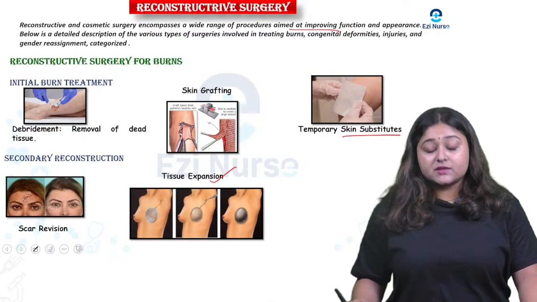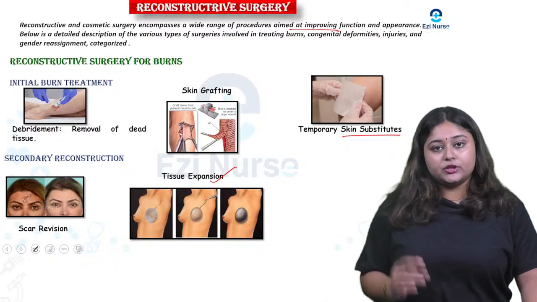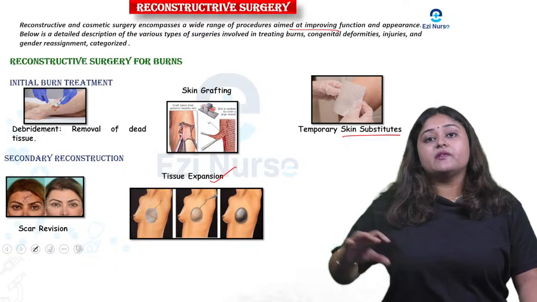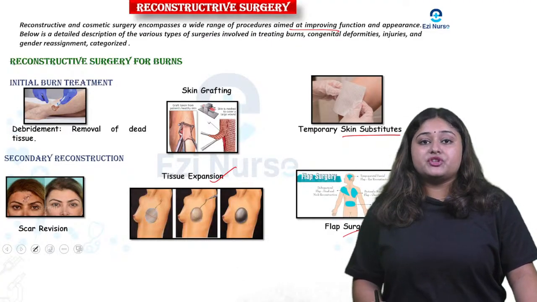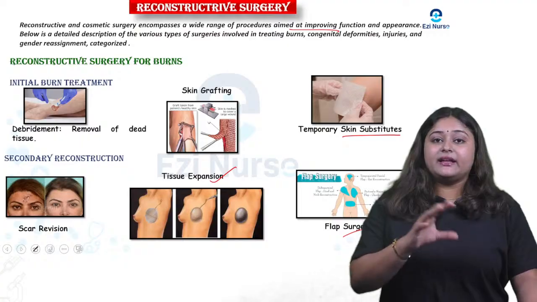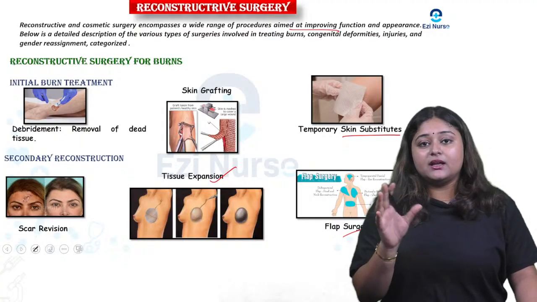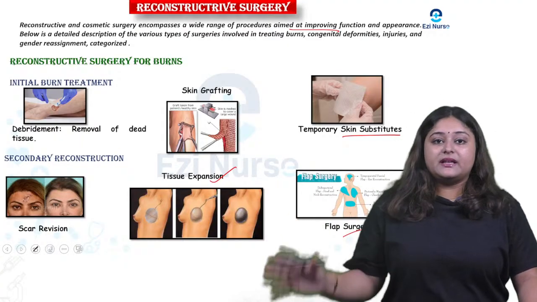Next come to tissue expansion. So from the breast, especially for women, they take the tissue and replace it over there. Next is flap surgery. Okay, so flap surgery is nothing but from another part they take that particular area of skin, along with debridement, everything, and they place it over there.